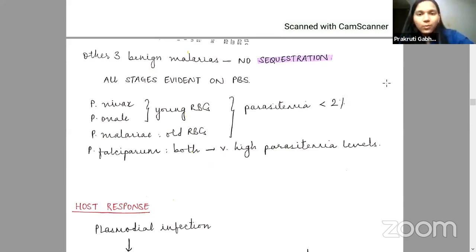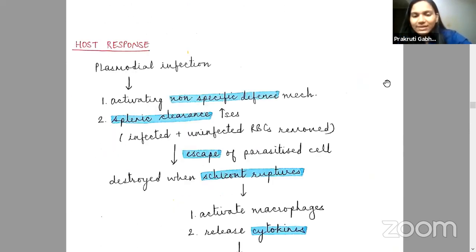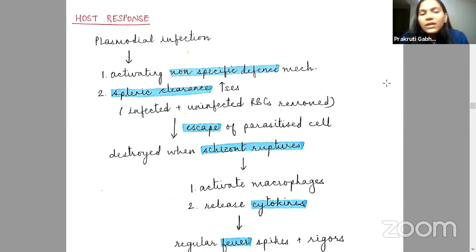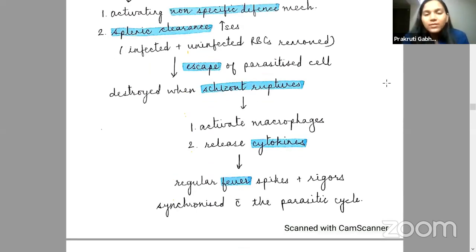Now, once the parasites have done this, how does the host respond? Firstly, it will activate the non-specific defense mechanisms. So the splenic clearance of both the infected and the uninfected RBCs increases manifold. And suppose an infected RBC escapes, then it is automatically destroyed when the schizont ruptures as the parasite grows and goes ahead with its life cycle.